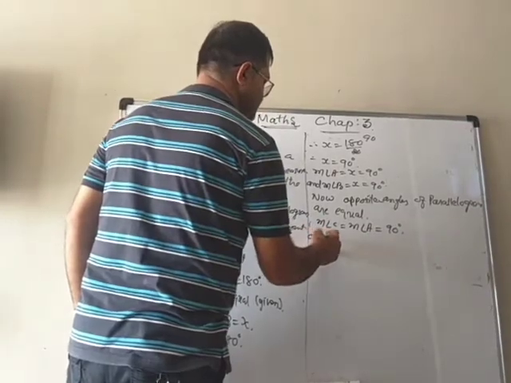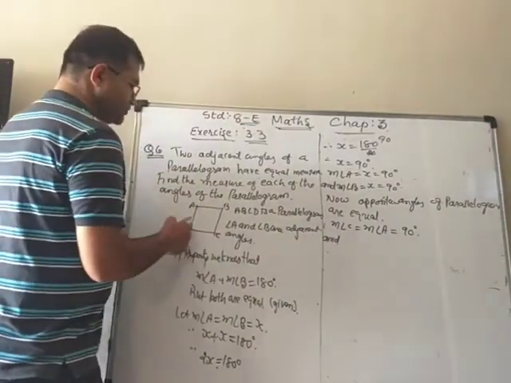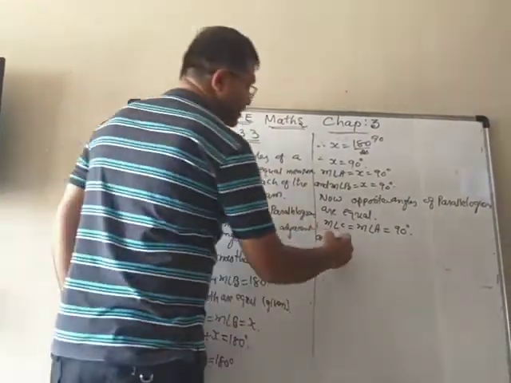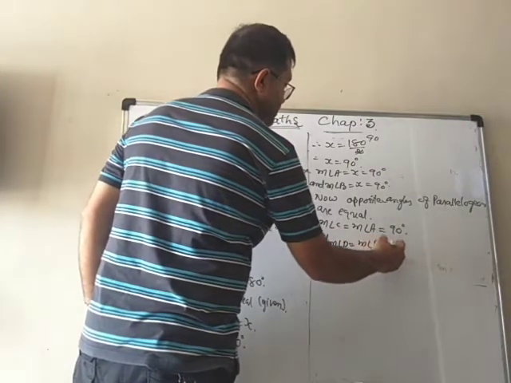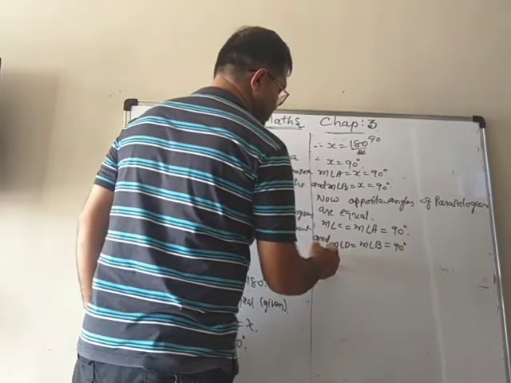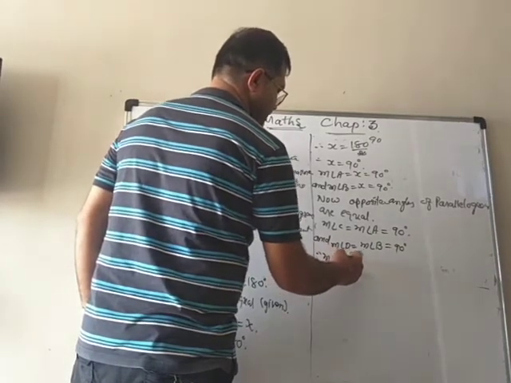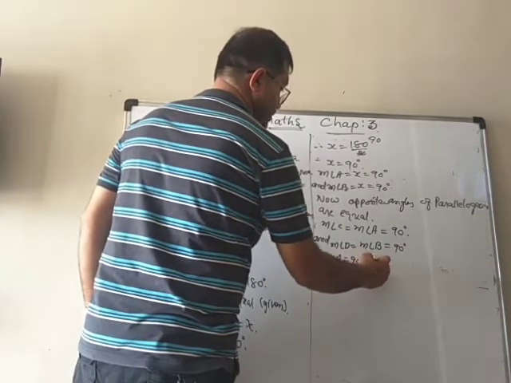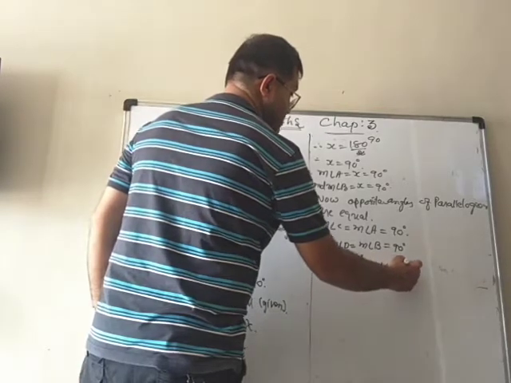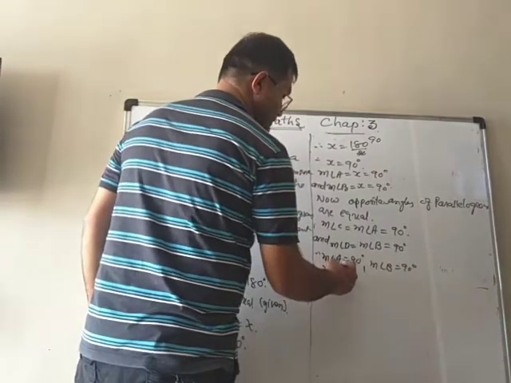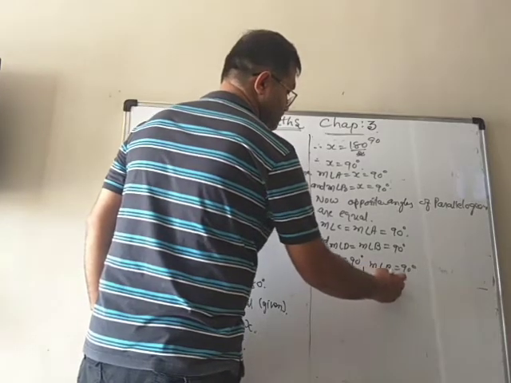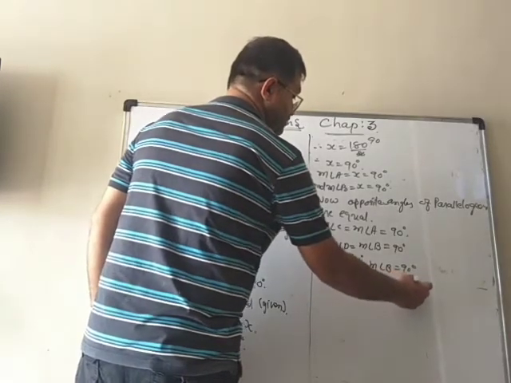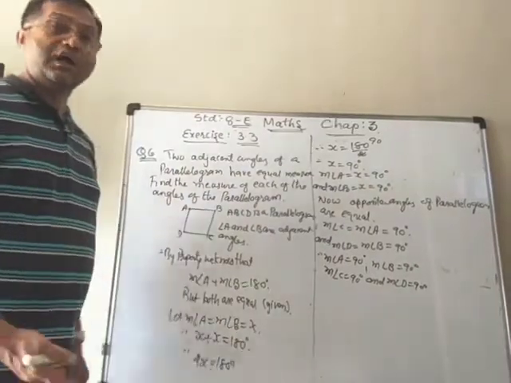And what is opposite to B is D. So measure angle D is also equal to measure angle B, which is equal to 90 degree. Therefore, measure angle A is 90 degree, measure angle B is 90 degree, measure angle C is 90 degree and measure angle D is equal to 90 degree.